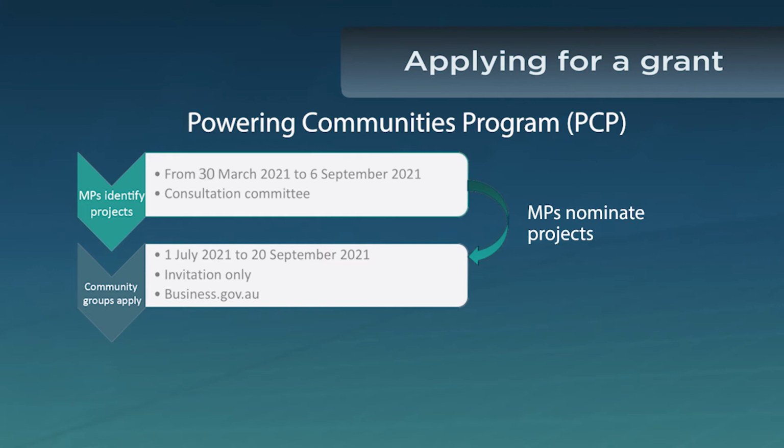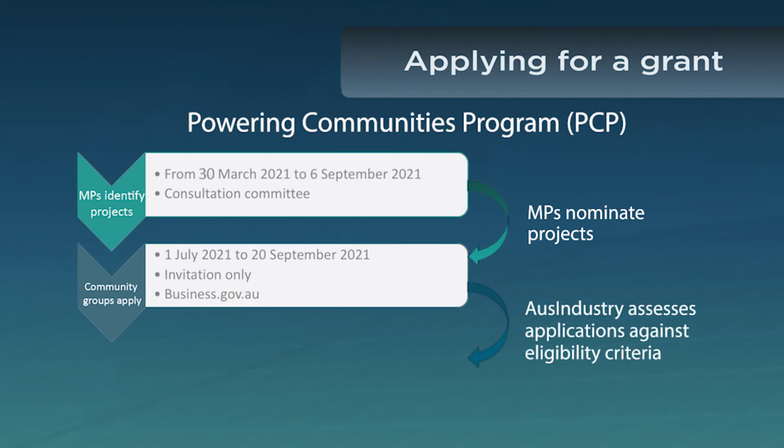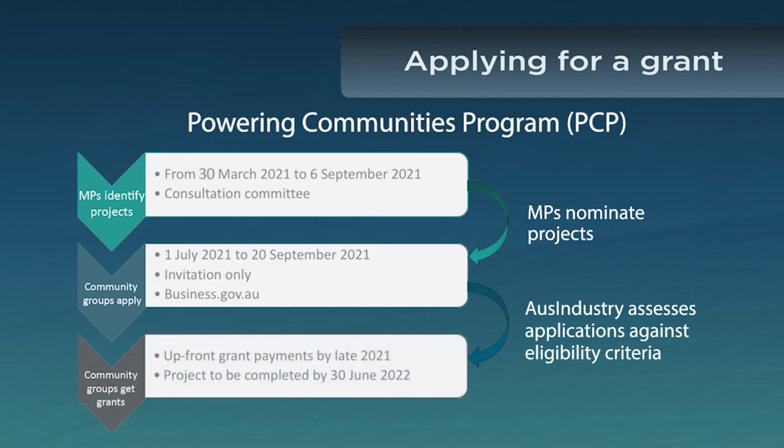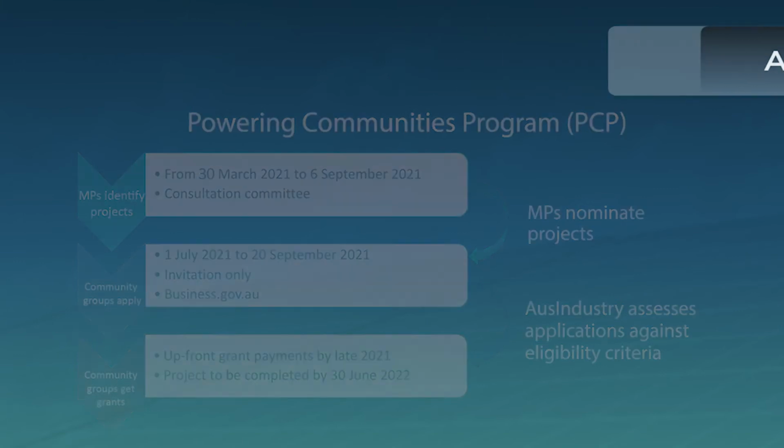Being invited to apply does not guarantee success. Industry will assess all applications against the program's eligibility criteria. Applications from invited community groups close on 20th of September 2021. Grant funding will be paid once a grant agreement is signed. Grant funds will be paid to successful applicants from mid to late 2021.